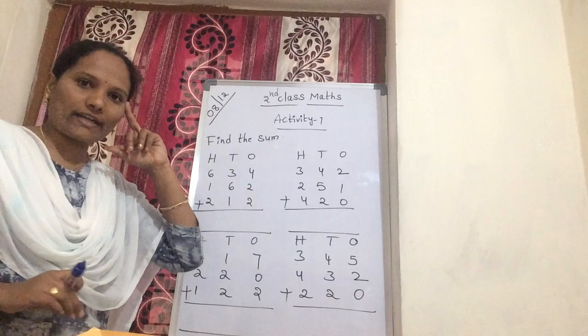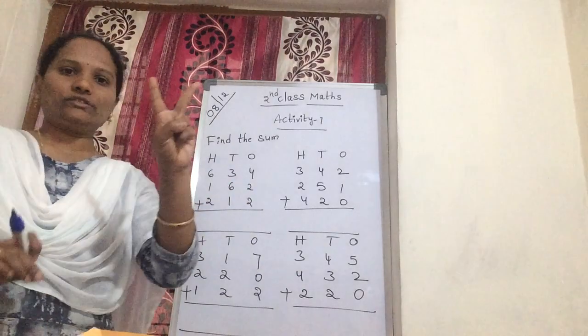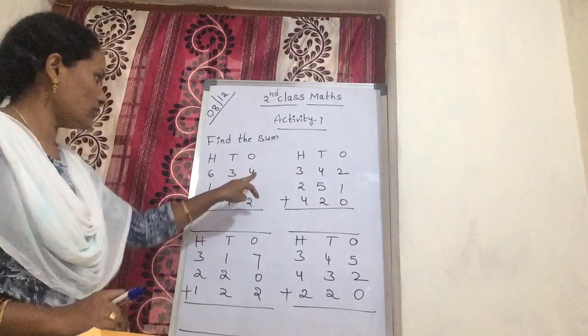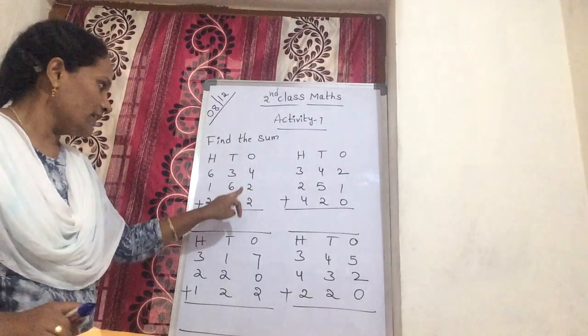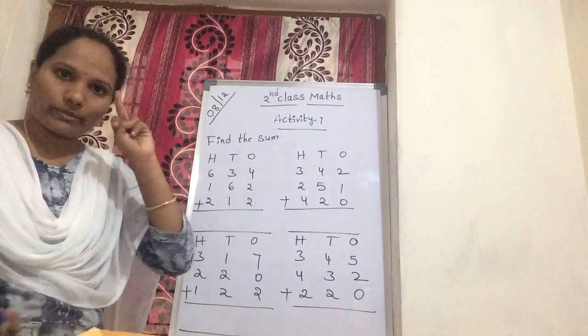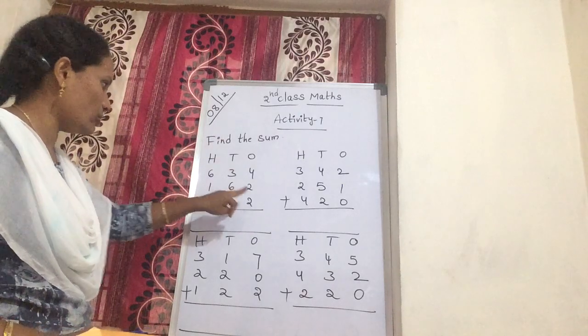Keep 4 in mind. 4 after 2, show on your finger. 4 after 5, 6. So the first 2 numbers you are adding, you get 6. This 6 you again keep in mind.